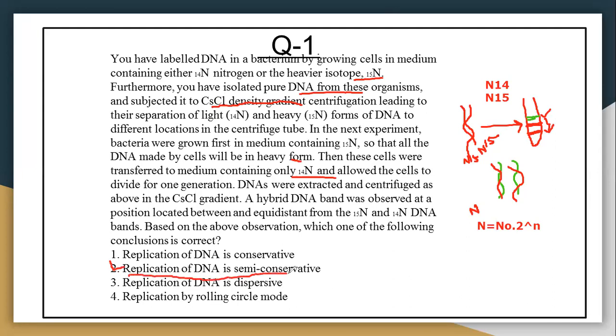We know that DNA replication can occur in three modes: conservative, semi-conservative and dispersive. In conservative, both strands will be new or both will be old. In semi-conservative, one is a new strand and the other is an old strand. In dispersive, there are patches of old and new strand, right? So the Meselson and Stahl experiment shows the semi-conservative mode of DNA replication. So the answer is that replication is semi-conservative in nature. Coming to the next question.